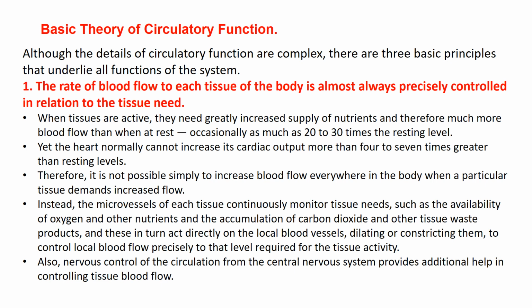Yet the heart normally cannot increase its cardiac output more than 4 to 7 times greater than resting levels. Therefore, it is not possible simply to increase blood flow everywhere in the body when a particular tissue demands increased flow. Instead, the microvessels of each tissue continuously monitor tissue needs, such as the availability of oxygen and other nutrients and the accumulation of carbon dioxide and other tissue waste products, and these in turn act directly on the local blood vessels, dilating or constricting them, to control local blood flow precisely to that level required for the tissue activity. Also, nervous control of the circulation from the central nervous system provides additional help in controlling tissue blood flow.